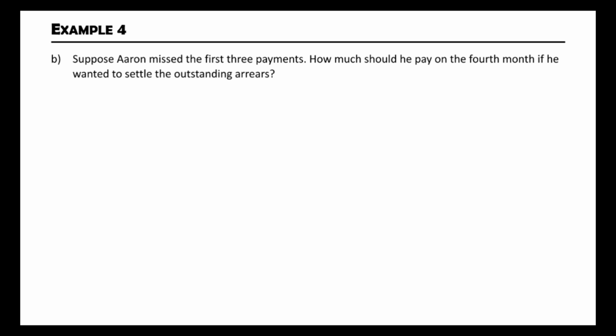Suppose Aaron missed the first 3 payments. How much should he pay on the 4th month if he wanted to settle the outstanding arrears? So Aaron didn't pay the first 3 months, and then how much the total he must pay to settle the 3 months that he missed payment. So suppose he should pay here the first month, second month, 3 months, and the 4th month is here, and he missed the first 3, so he brings all the 3 payments to the 4th here.